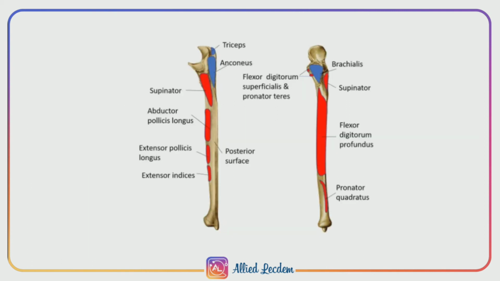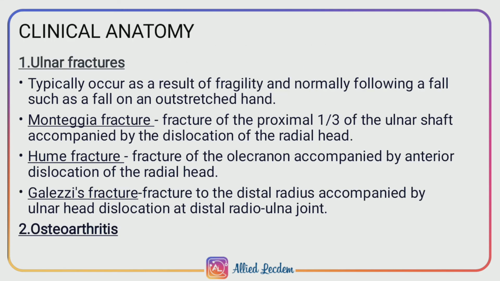So, as we can see in these images, the important muscle attachments seen with the ulnar bone are triceps, anconeus, supinator, abductor pollicis longus, extensor pollicis longus and extensor indicis, whereas flexor digitorum profundus, pronator quadratus, flexor digitorum superficialis and pronator teres are also muscle attachments seen in the ulnar bone. Next, what is the clinical anatomy relevant to the ulnar bone?